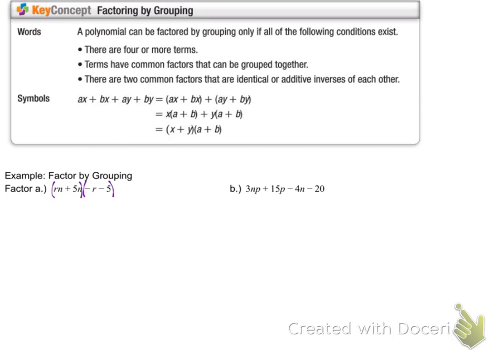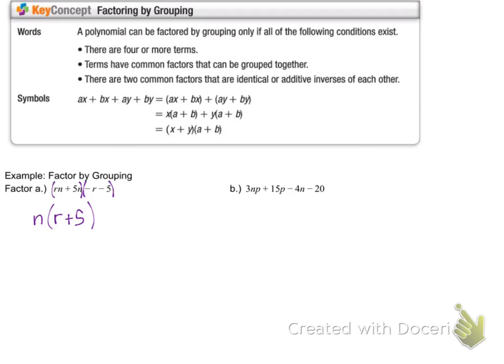Looking at Rn plus 5n, what's common? An n. What would be left over? R plus 5. Can everybody see that if I take an n off of those, I'll have an R plus 5? Now, I'm going to do the same thing with the second group. I'm going to try taking something out. And it can be 1 if I want it to be.